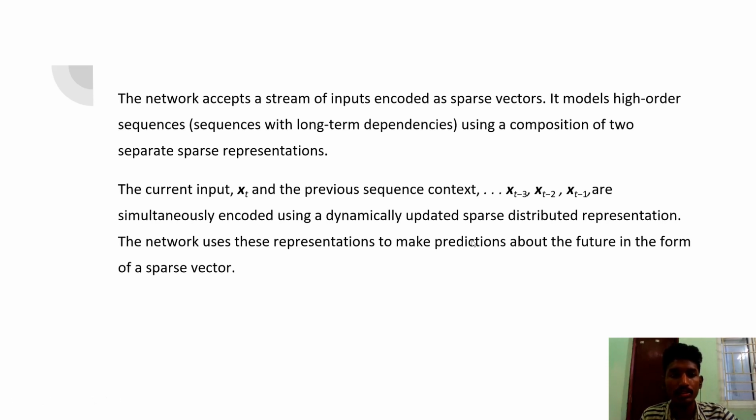The network accepts a stream of inputs encoded as sparse vectors. It models high-order sequences, those are sequences with long-term dependencies, using a composition of two separate sparse representations. The current input xt and the previous sequence context xt-1, xt-2, etc. are simultaneously encoded using a dynamically updated sparse distributed representation. The network uses these representations to make predictions about the future in the form of a sparse vector.